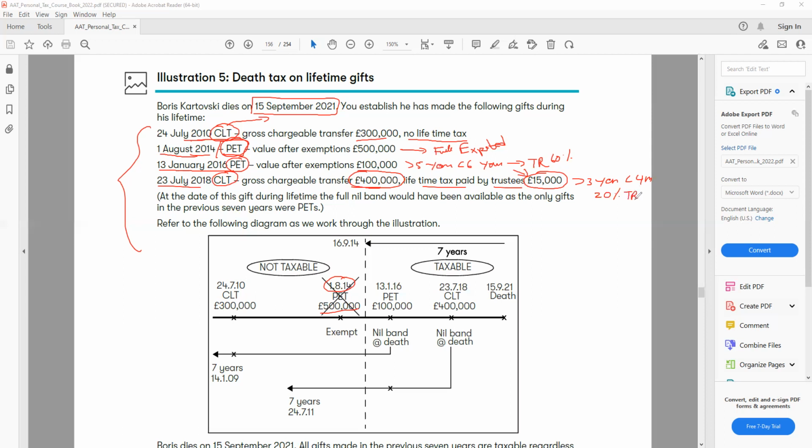So this is our basic story to understand the situation. Now, if you look at the first one, first we look at the PET. This is more than 7 years, so we say it is exempted. We don't have to do anything with that, so you completely ignore it. Now, the first gift that will be taxable on death is 13th of January, because it is more than 5 years and less than 6 years. So the value of the gift was 100,000.